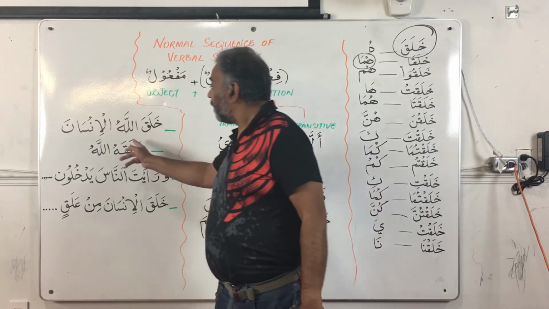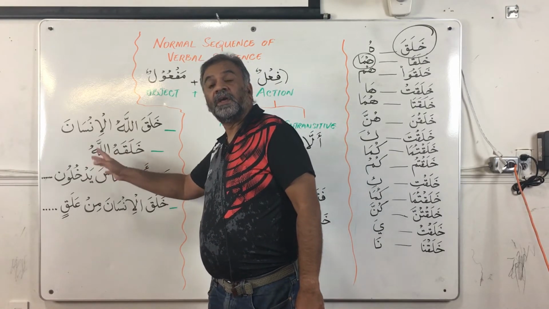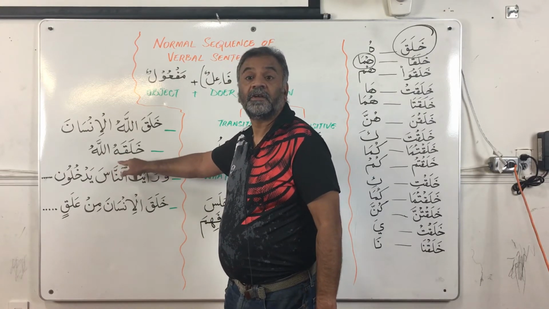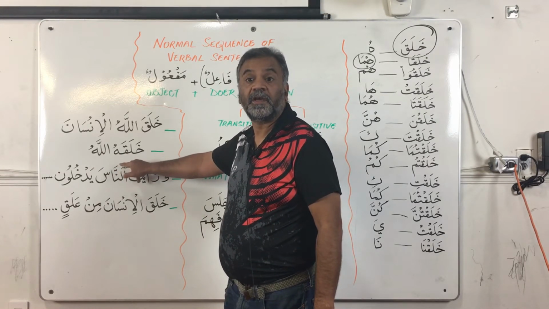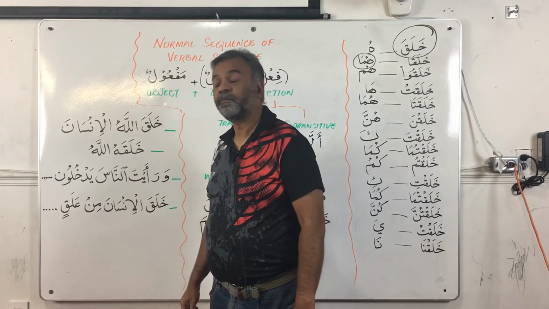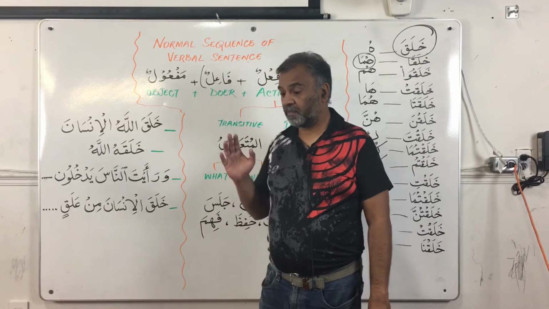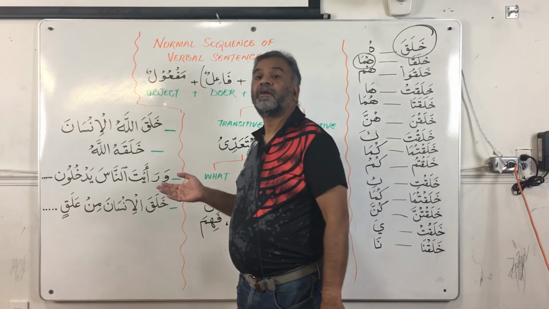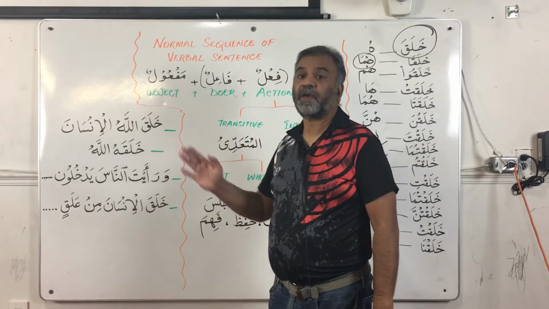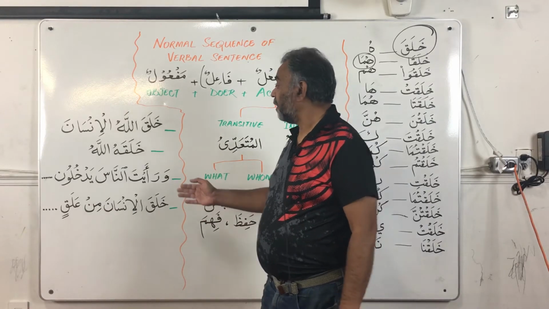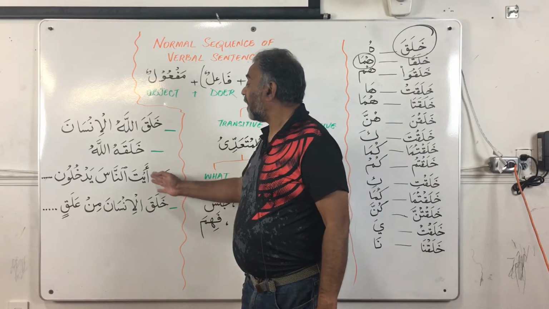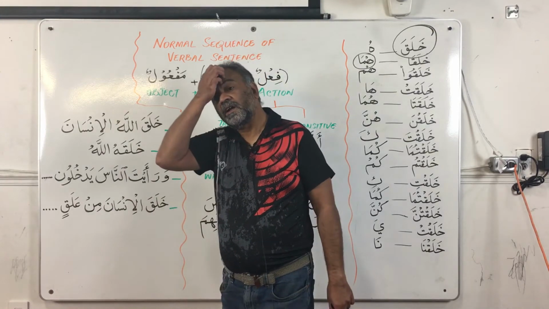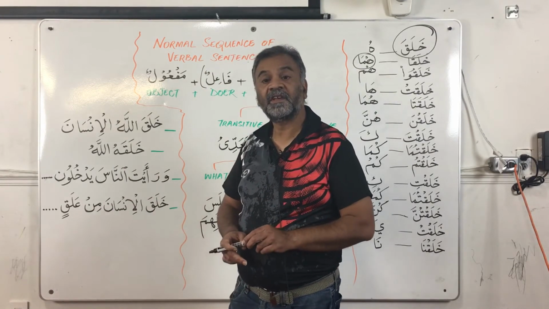So khalaqahullahu, in this case, who is your object? Maf'ulun bihi, right? So as an example, we have chosen two examples from Quran. For example, wa ra'aitan nasa. What is ra'a? Ra'a means he saw.